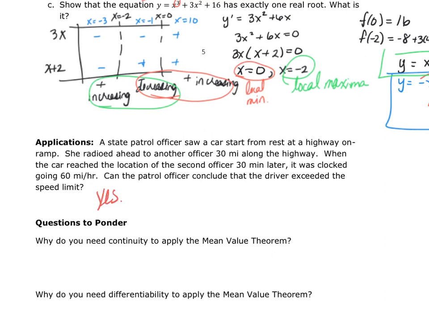And the reason is, go look at the mean value theorem. So by the mean value theorem, somewhere along there, I must have had my function f of t equal to the rate of the car. I must have been going more than 60 to have a speed limit of 60 if I'm 30 miles away.